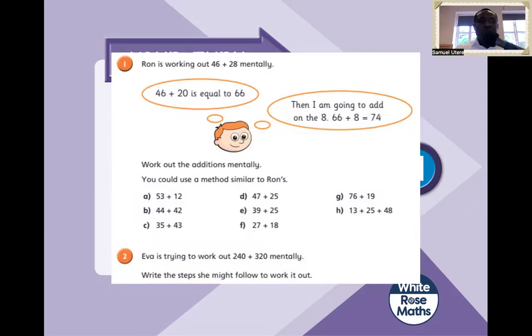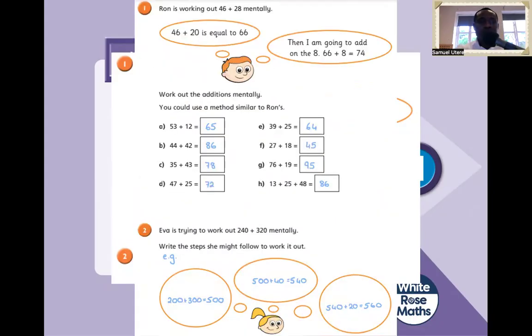Pause the video and answer questions 1 and 2 in 4 minutes. Assuming you've paused the video and you've answered questions 1 and 2, here are the answers. Let's discuss them. Here you were simply asked to work, Ron is working out 46 add 28 mentally. So Ron does this. 46 add 20 is equal to 66. Then I'm going to add on the 8, which will give 66 add 8, which is 74. So you've been asked to work out the additions mentally, and then you could use a method similar to Ron's. Okay, and these are the answers.